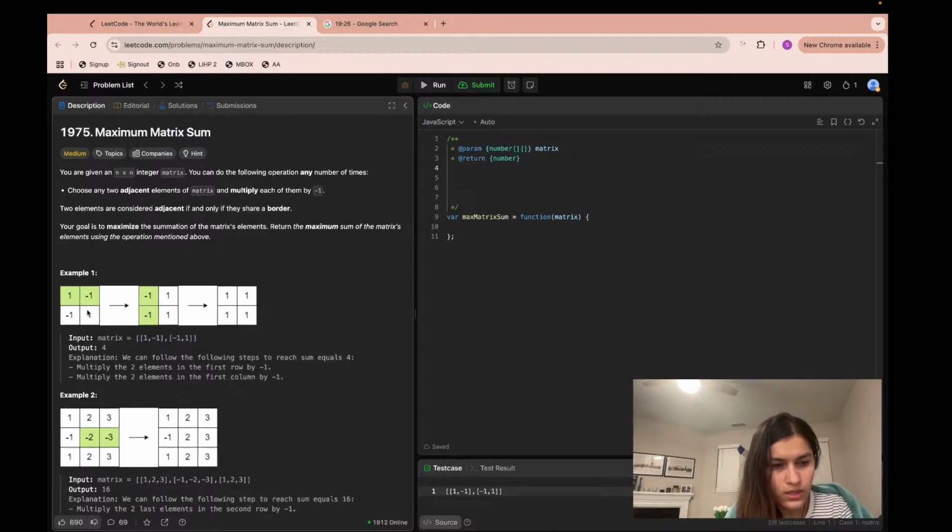What does two adjacent mean? Is diagonal also adjacent or not? Two elements are considered adjacent if and only if they share a border. So I don't think diagonal is adjacent, because diagonal elements don't share a border. Border means it should be like this.